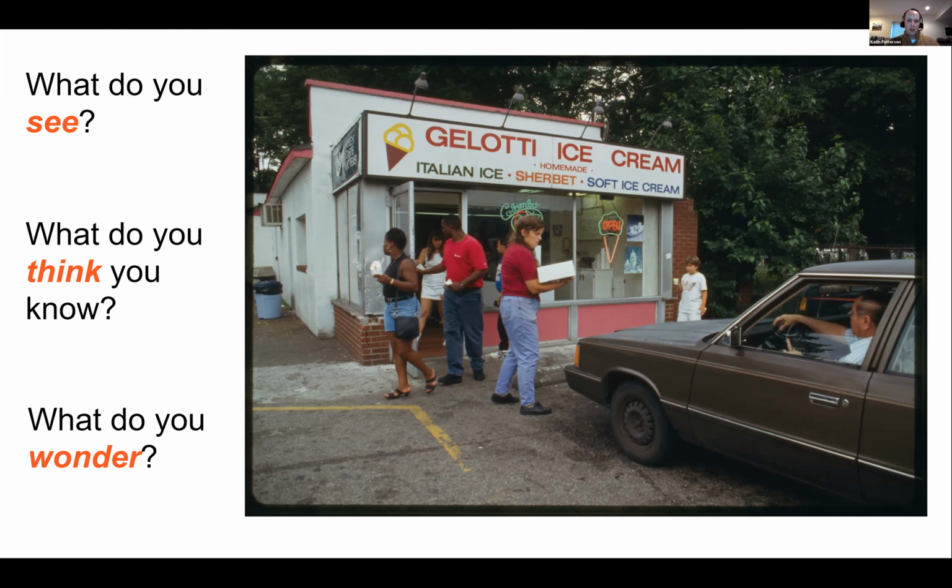I see people sharing ice cream together. It looks like there's people carrying different kinds of ice cream or drinks or things. Neighborhood. Awesome. So what do you think you know about this image then?